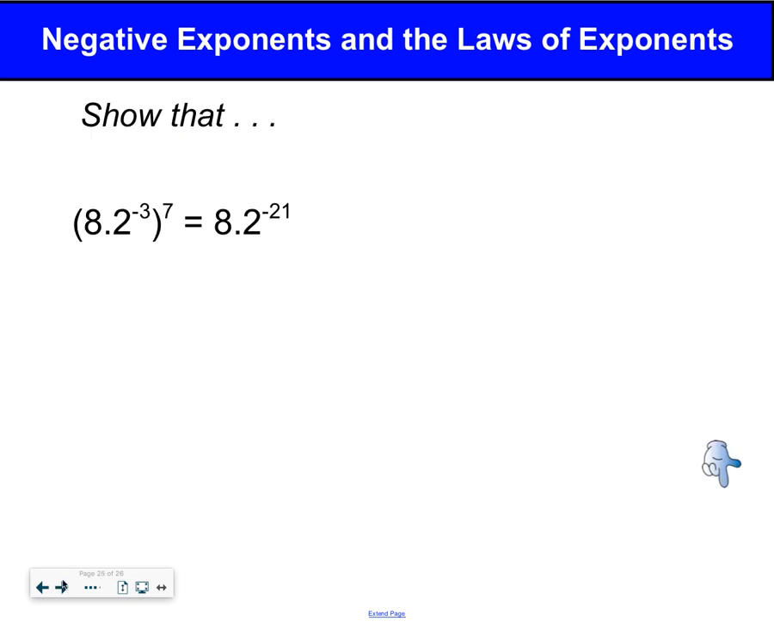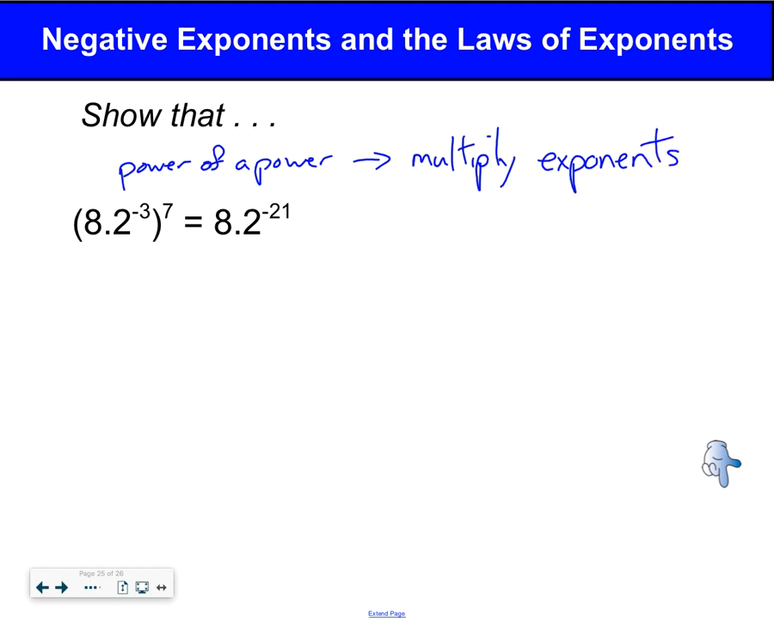Now, there's also problems where we're trying to demonstrate some of these properties. Now, you might look at this and say, well, this is obvious. It's power of a power, right? And therefore, we multiply the exponents. And this is true. But what we're trying to do is demonstrate why that works. So if we're able to use the properties of negative exponents that we learned today, we know that 8.2 to the -3 can be rewritten as 1 over 8.2 to the third power.